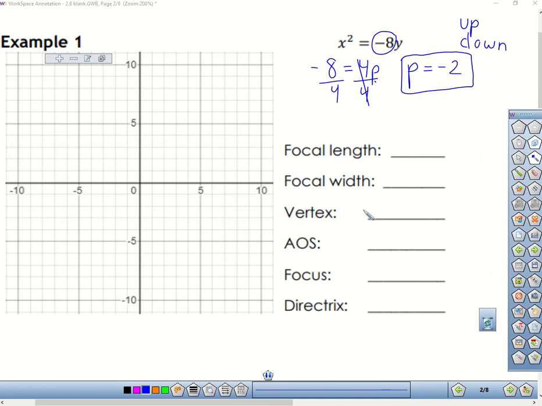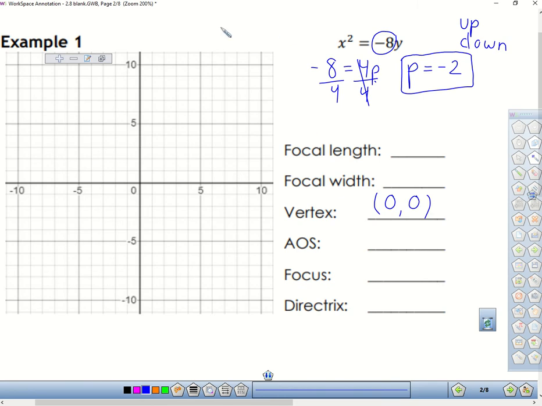So the vertex, you have to know this before you can find anything else. So first thing you look at is there anything being added or subtracted from the x that's in parentheses up here? No. So the x coordinate of my vertex is 0. Is there anything being added or subtracted from the y that's in parentheses up here? No.